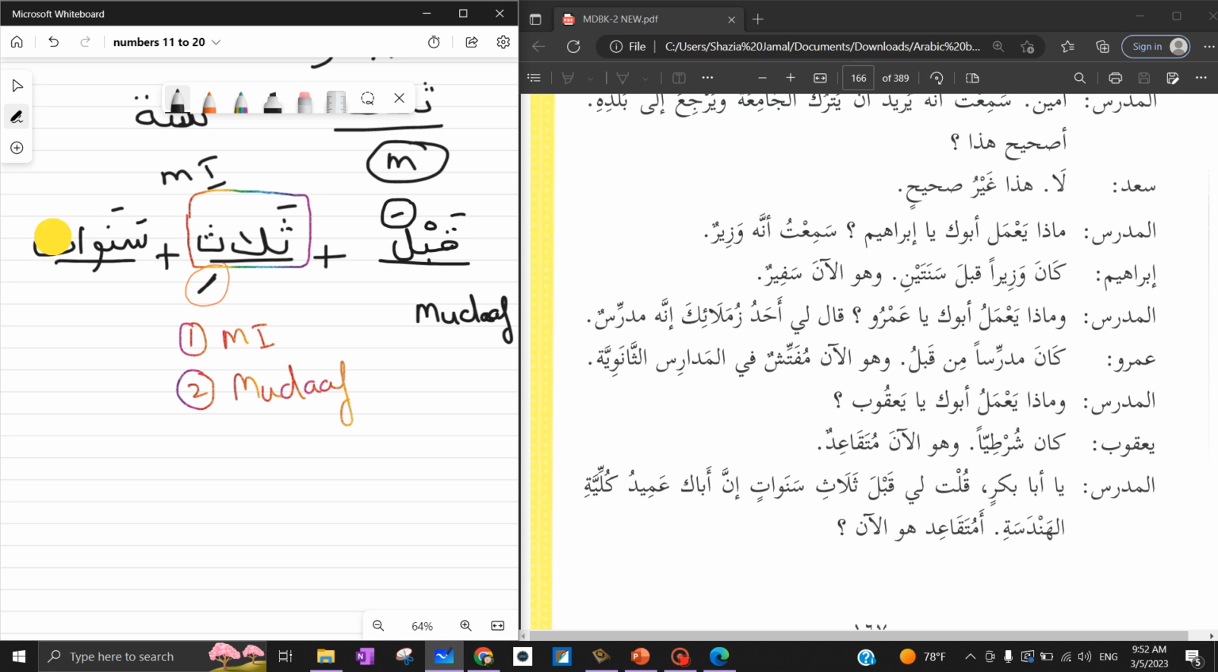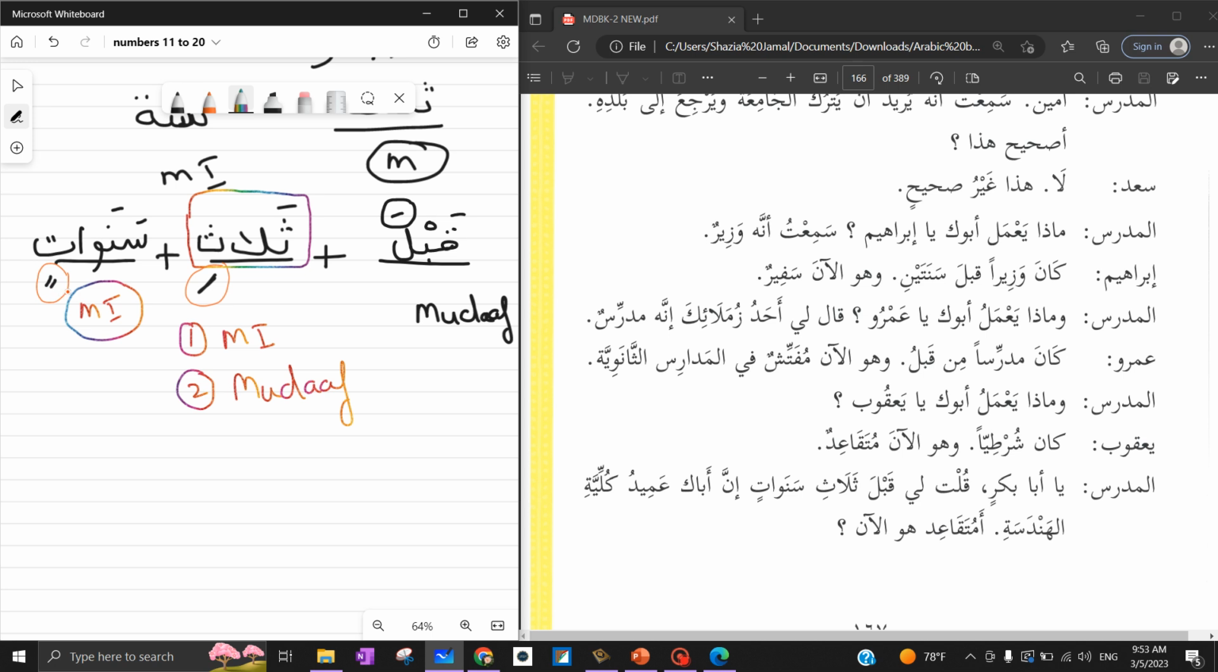Sanawat. Now this is in double kasra. See, it has a double kasra and the previous one has a single kasra. Why? Because this is our mudaf ilayhi. The last noun is only playing one role, the mudaf ilayhi. And since there is no al here, it is a nakira. That's why it will have a kasratain.